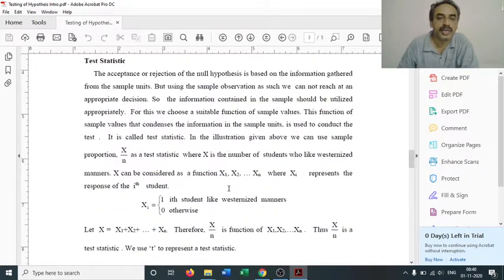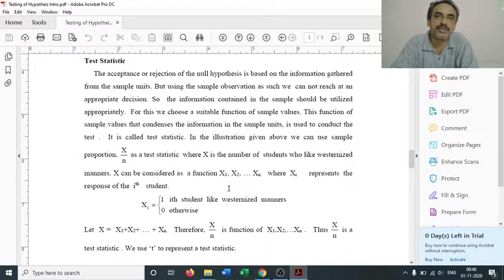Next is the test statistic. Based upon a sample only, we test whether the hypothesis is true or false. Therefore, we have to consider a function of sample values for testing the parameter or testing the null hypothesis. The function of sample values proposed to test the hypothesis is known as the test statistic. So the statistic used for testing is known as the test statistic.